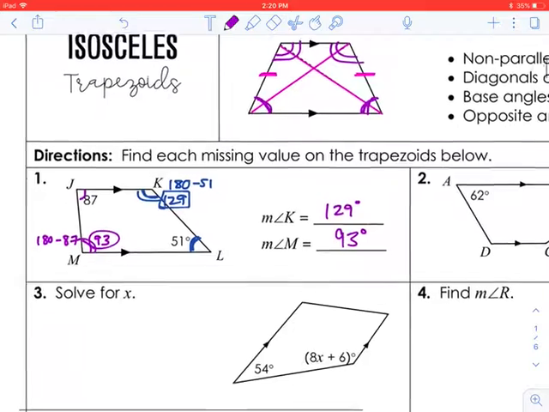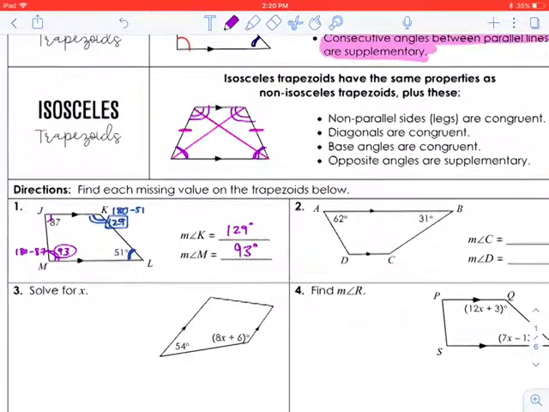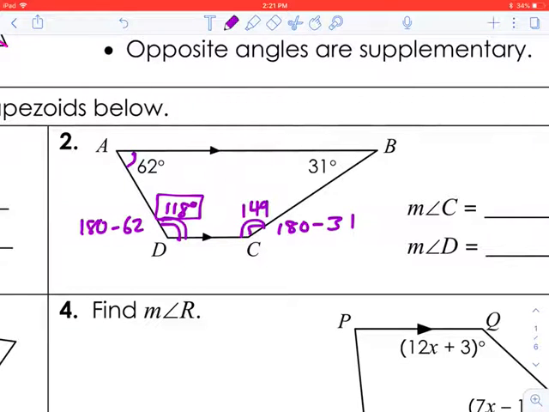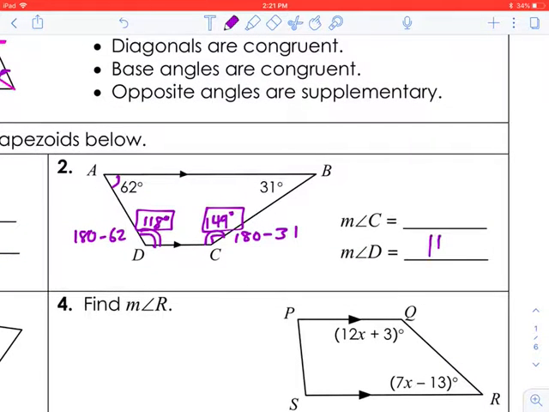Okay, so that'd be basically the same scenario for number 2. If you really wanted to find those, again, that's 180 minus 62, which is 118. And this was the same deal, 180 minus 31, which is going to be 149. And again, use your calculator if you're not sure off the top of your head. Okay, so angle D is 118, angle C is 149.